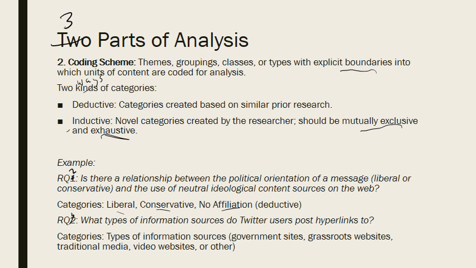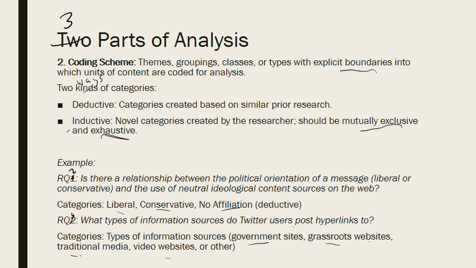What types of information sources do Twitter users post hyperlinks to? So types of information sources is going to be the category, right? And as far as I know, these were discovered. So government sites, grassroots sites, traditional media, video websites, all of these are categories too, okay? Because they're asking what types of information sources do Twitter users post hyperlinks to? These are the categories that they're going to use.